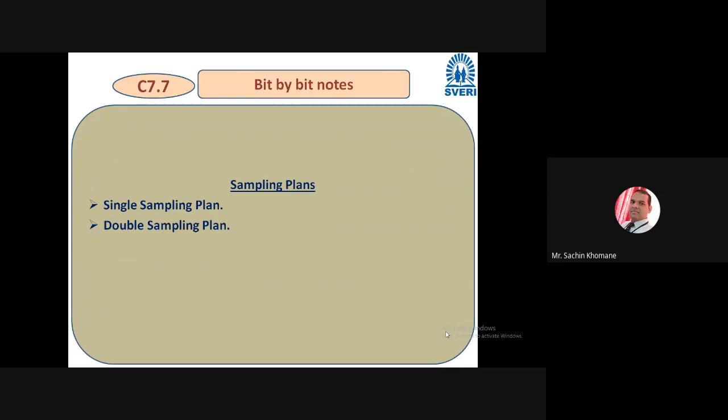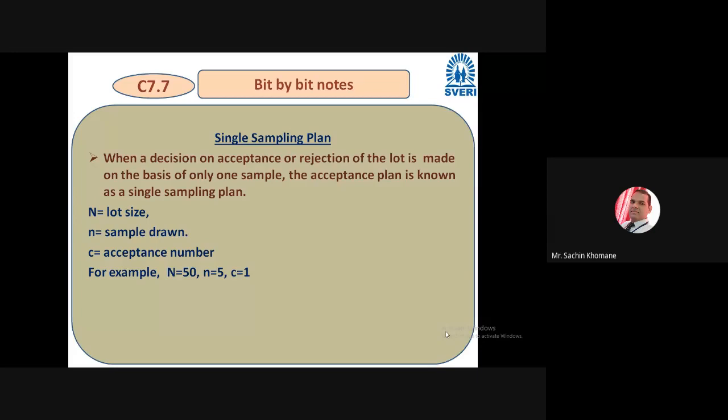So now sampling plan, there are two sampling plans: single sampling plan and double sampling plan. Okay, so let us see what it is. What is the meaning of single sampling plan? When a decision on acceptance or rejection of a lot is made on the basis of only one sample, the plan is called a single sampling plan. Try to understand. Single sampling plan. Single sampling म्हणजे एकदाच.